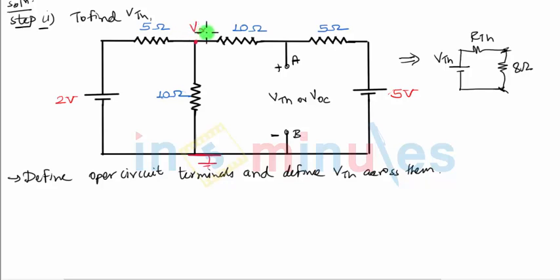So let me first define the node voltage to be Vx. I will define 3 outgoing currents as there are 3 branches. Please remember that this will not become a node because this is an open circuit, and because it's an open circuit, there is no current flowing through this branch.